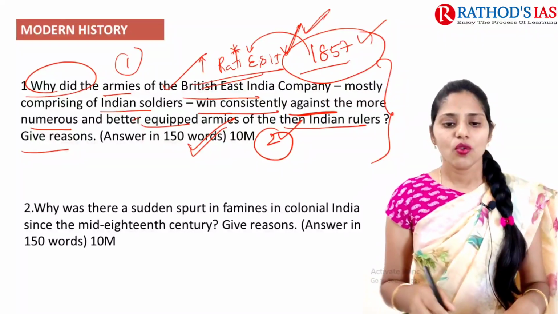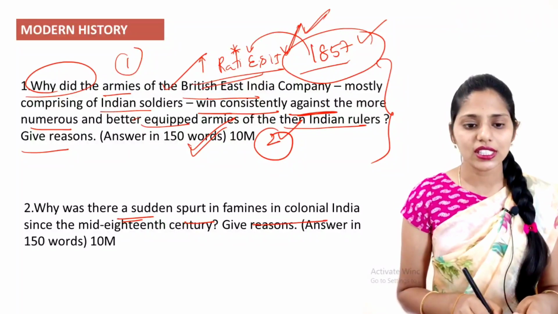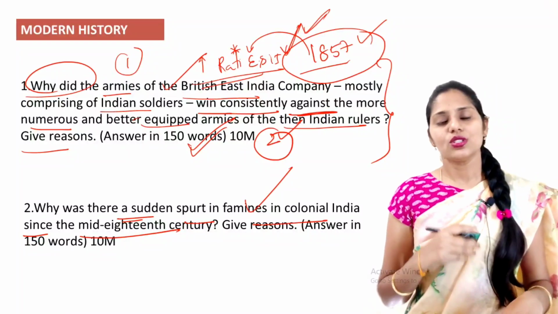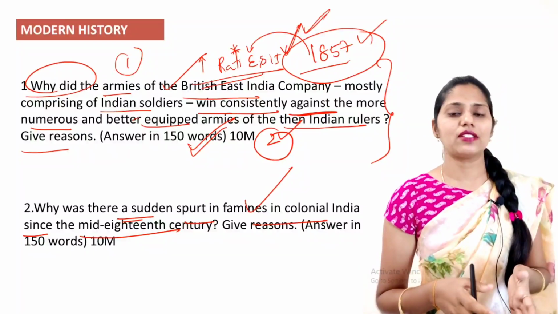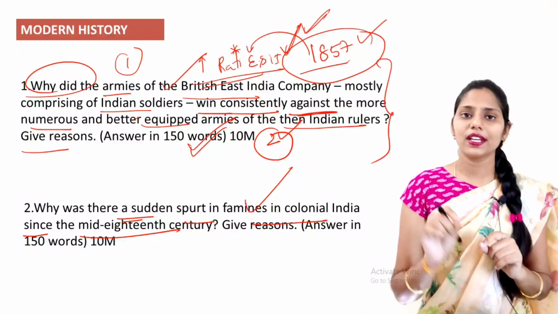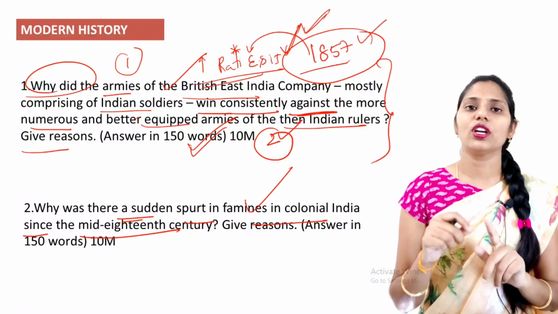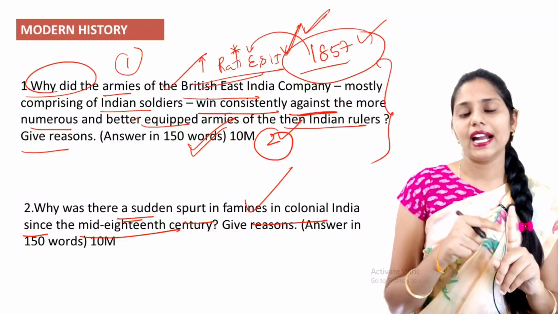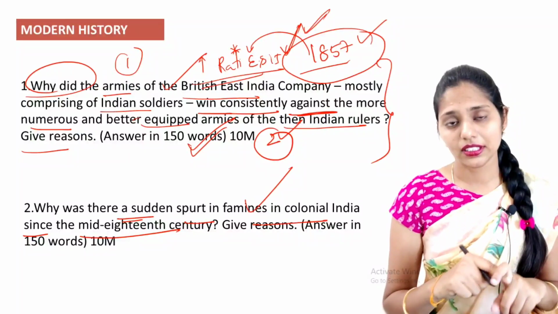And next one is: why was there a sudden spurt in the famines in colonial India since the mid 18th century? Give reasons. This question is also a basic static question, and if you have gone through your Spectrum or Bipin Chandra, there was one topic regarding famines in India. So you can talk about the Agra famine, you can talk about the Great Bengal famine. Because of this Great Bengal famine, about 10 million Indians died.